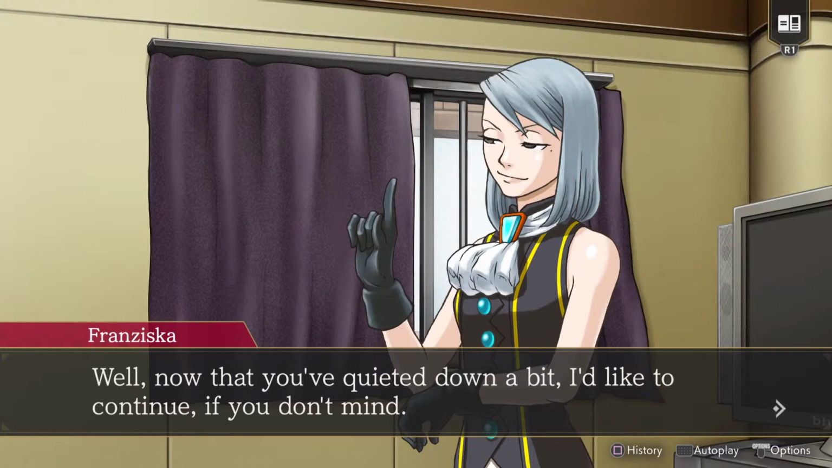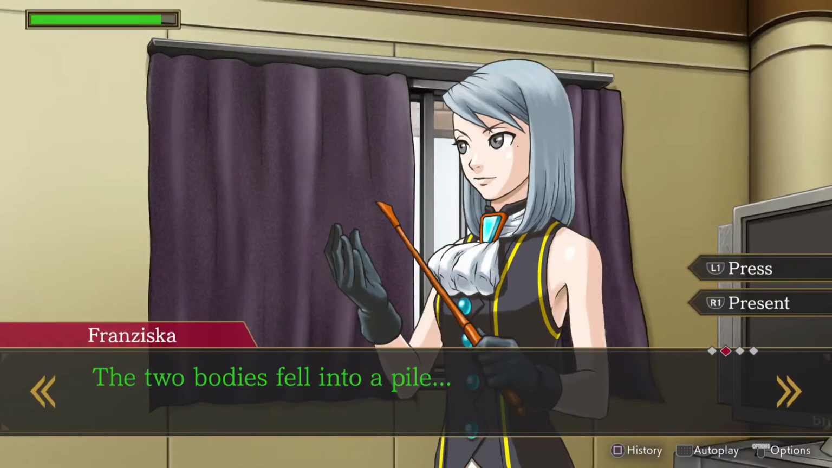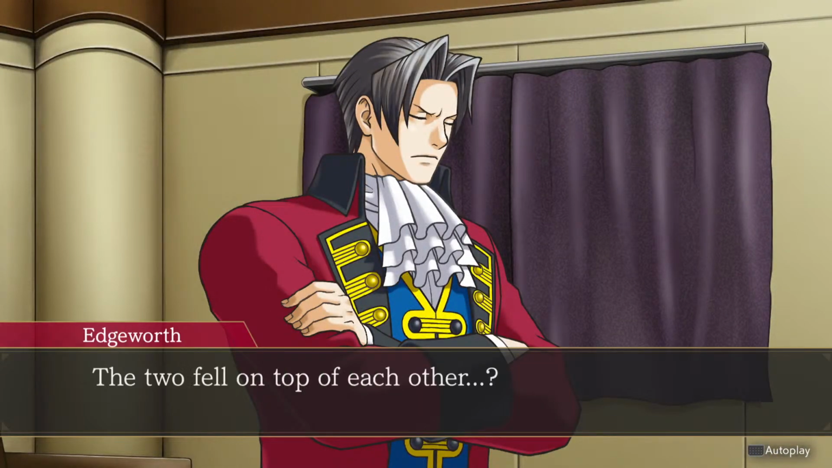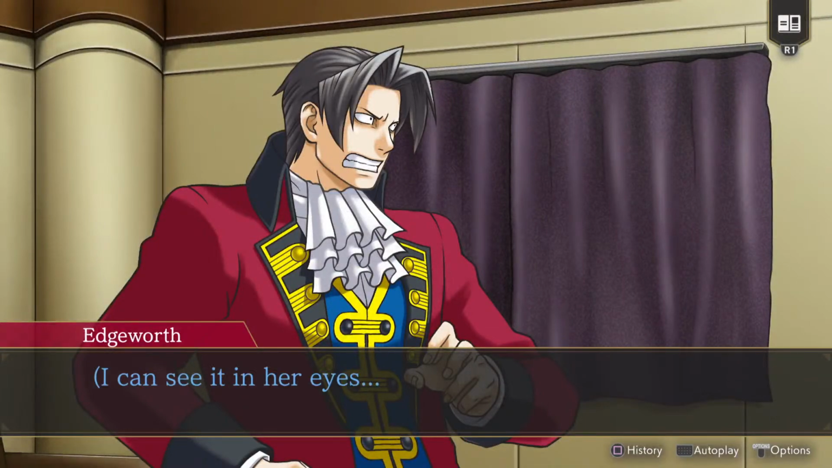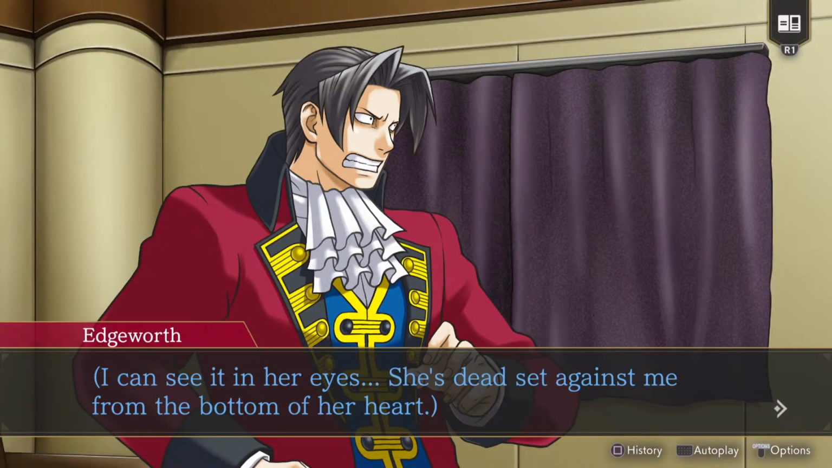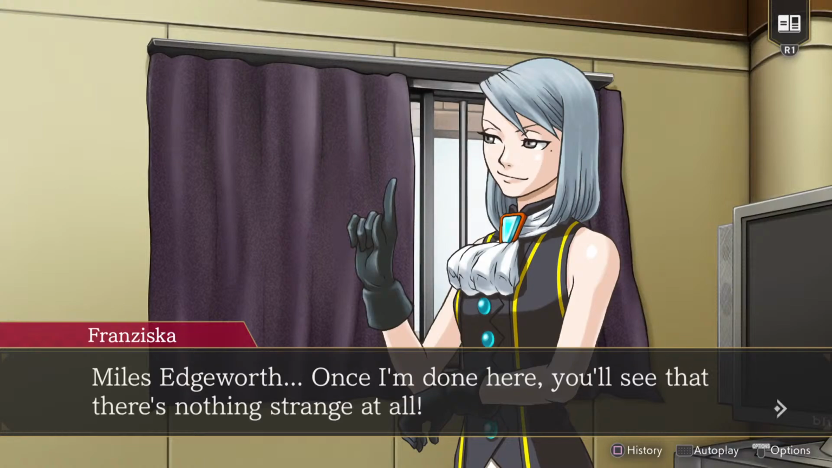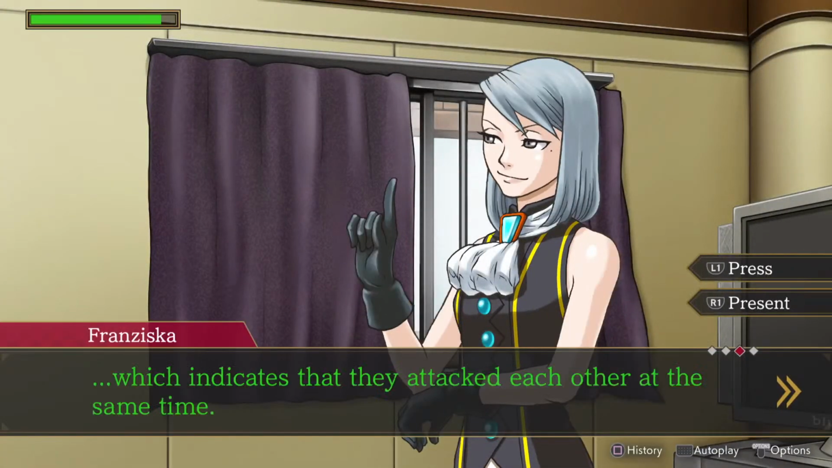Well, now that you've quieted down a bit, I'd like to continue if you don't mind. Hold it! The two fell on top of each other. Don't you find that a bit strange? Not at all. I can see it in her eyes. She's dead set against me from the bottom of her heart. Miles Edgeworth, once I'm done here, you'll see that there's nothing strange at all. Now then, the two men fell into a pile, which indicates they attacked each other at the same time.